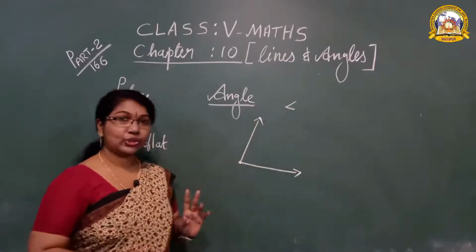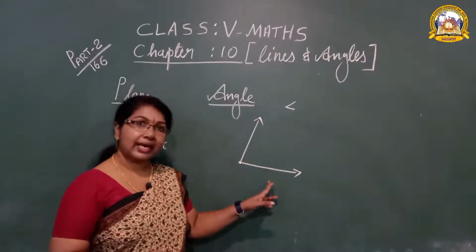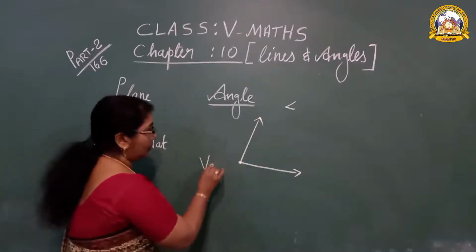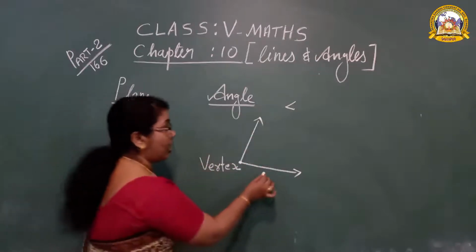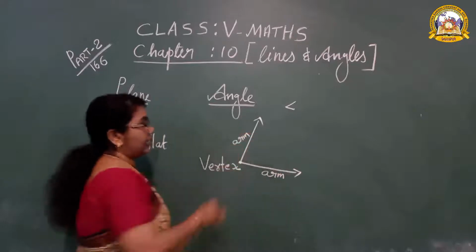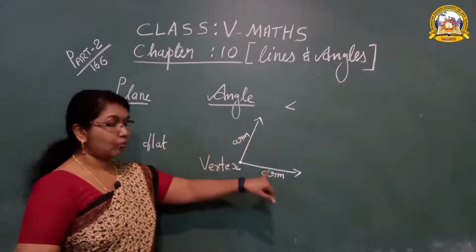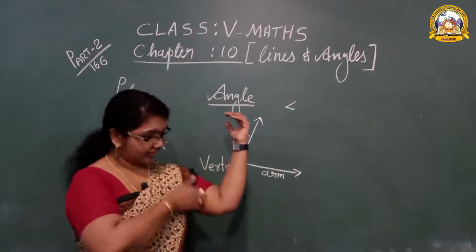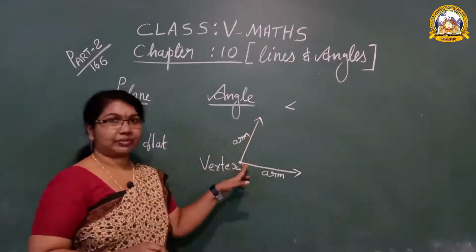How many rays join together? Two rays join together to form an angle. And this joining point is called the vertex. And these two are called arms. This is one arm, this is another arm. Then an angle has how many vertices? One vertex. And how many arms? Two arms. Look here, this is an example of an angle. This is the vertex. This is an arm. This is an arm.